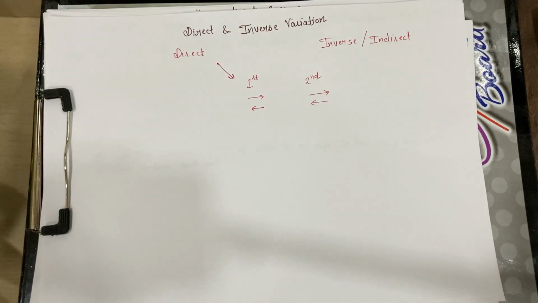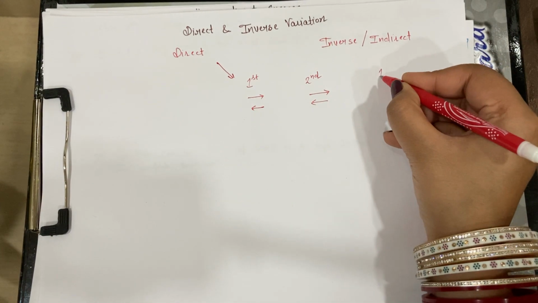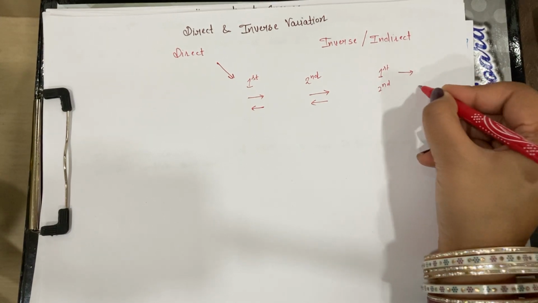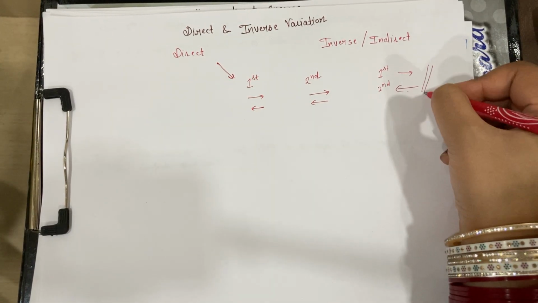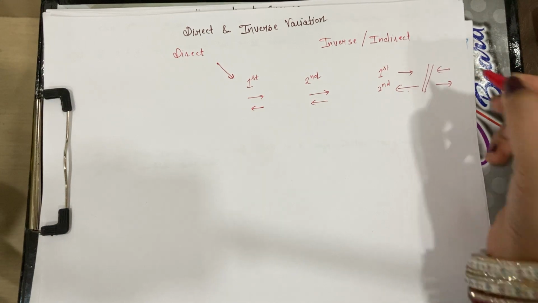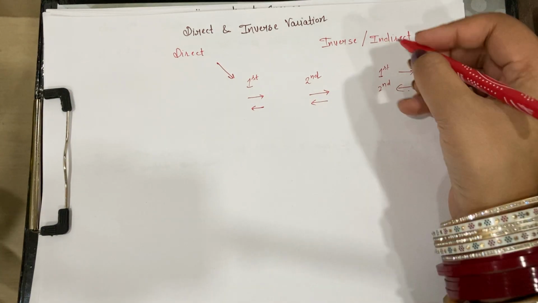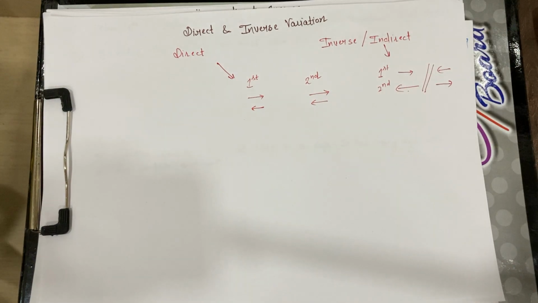Whereas what is inverse variation? When there are two variables, if the first one is increasing but the second one is decreasing, or the first decreases and the second increases, means they show the opposite behavior. Such kind of variations are known as inverse variations. Now we'll see some examples of this, then we'll come to the questions.